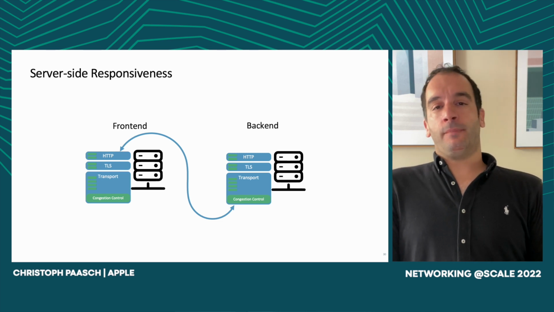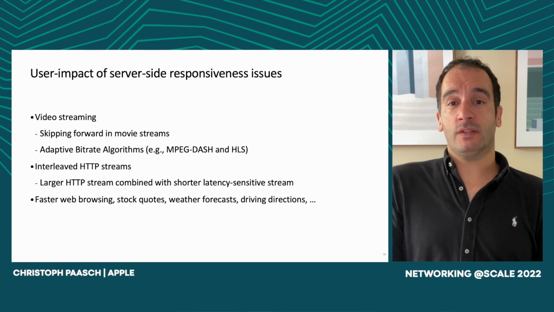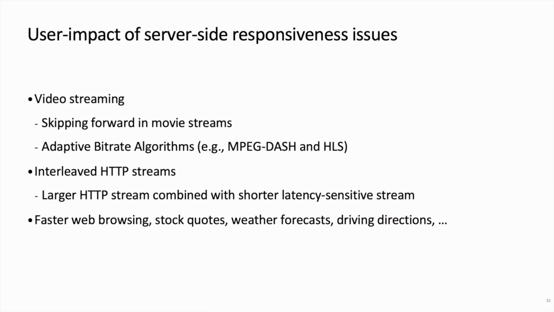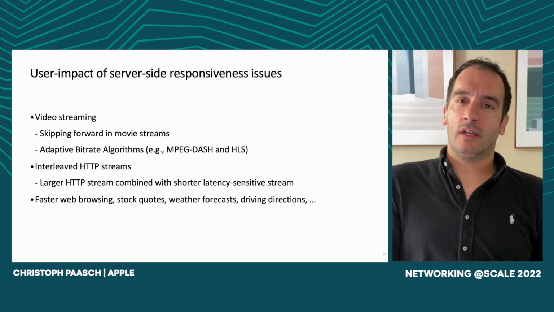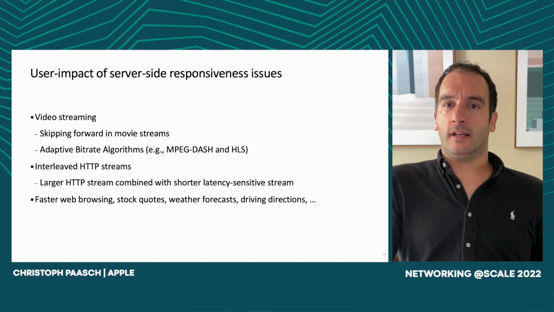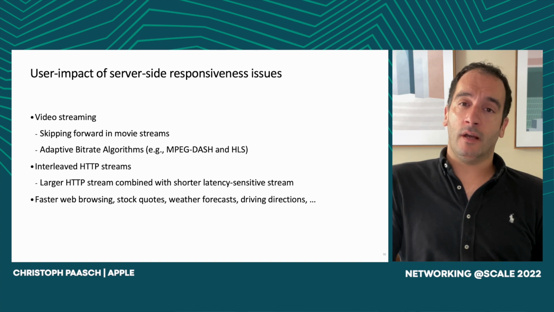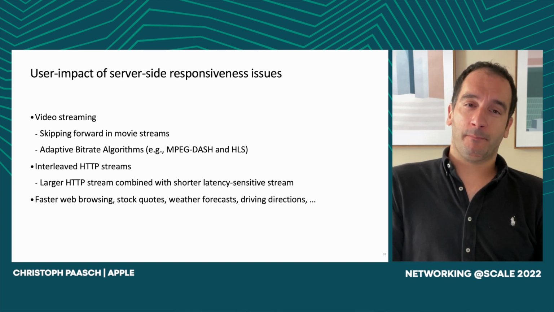Now, the user impact of this kind of server-side responsiveness issue is huge. Skipping forward in movie streams is slow because of server-side responsiveness. Even adaptive bitrate algorithms are hurt by bad responsiveness on the server side. Imagine the adaptive bitrate algorithm downloading the data at a certain bitrate, and suddenly it decides to switch down or switch up a bitrate. If there's a large amount of data queued on the server side, it will take a long time before the ABR algorithm on the client side receives the updated bitrate.